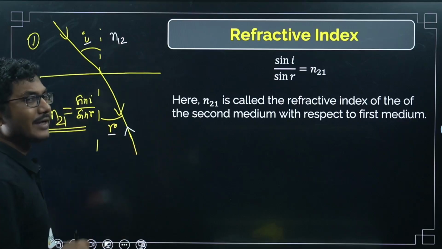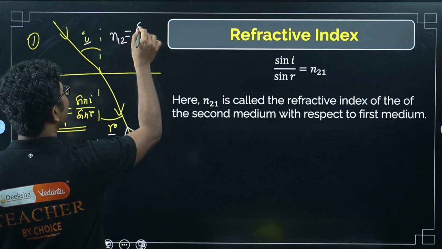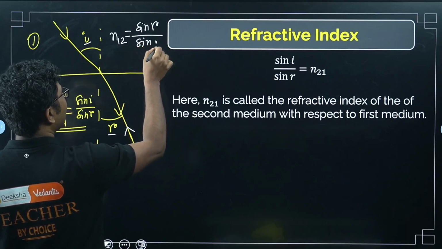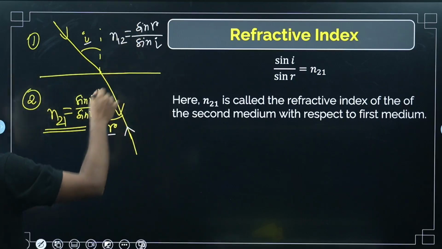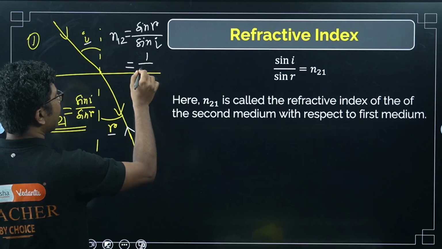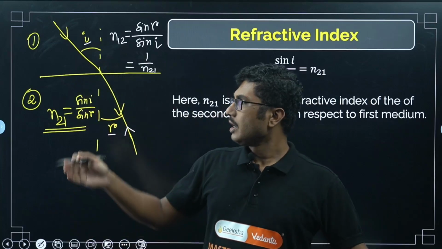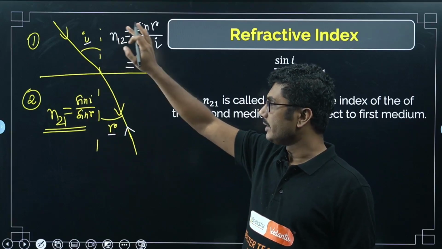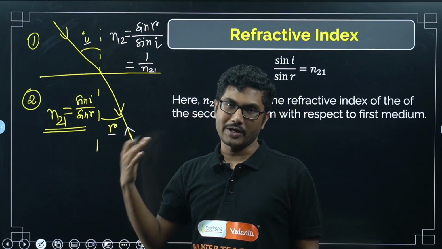So from that we can write that n12, that is refractive index of the first medium with respect to the second medium, is now, incident angle is R and refracted angle is I, right? These are just names, so we can write it like that. Now what is sin R by sin I? Sin R by sin I is basically the inverse of n21. So what I am trying to say is that if refractive index of the second medium with respect to first medium is suppose 5, then refractive index of the first medium with respect to second medium will be 1 by 5.